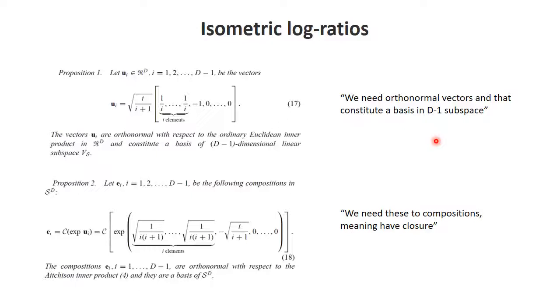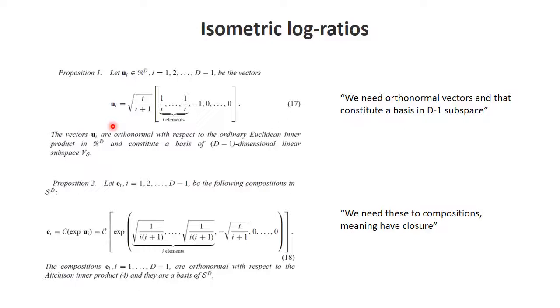So what's the real deal here? When we look at defining spaces, the first thing we'd like to do is to define orthonormal vectors that constitute a basis in a d-1 dimensional subspace. So again, if we have a composition of d components, we'd like to construct orthonormal vectors in a d-1 dimensional space. A general formulation of that is given here. Here is the definition of these vectors, and you can verify, for example in 3D, that indeed we can define two vectors that are orthogonal and that have a norm equal to 1.